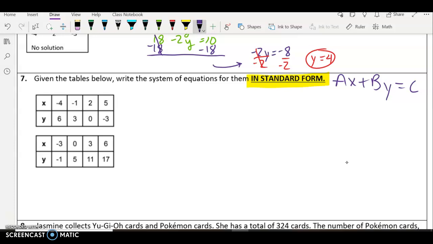So first, start out by putting your tables into Desmos and getting the equations in slope-intercept form. Get them in y equals mx plus b form first. So pause the video and do that.